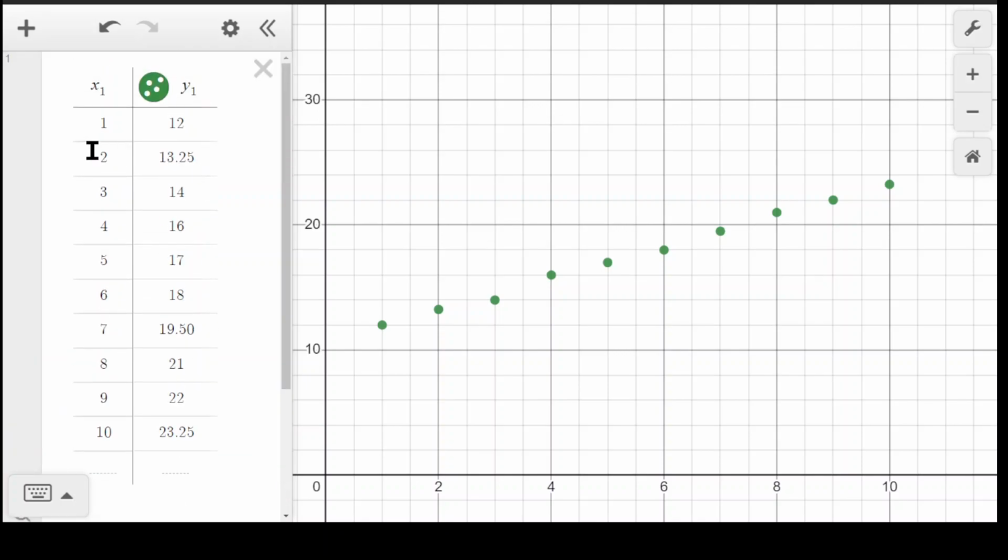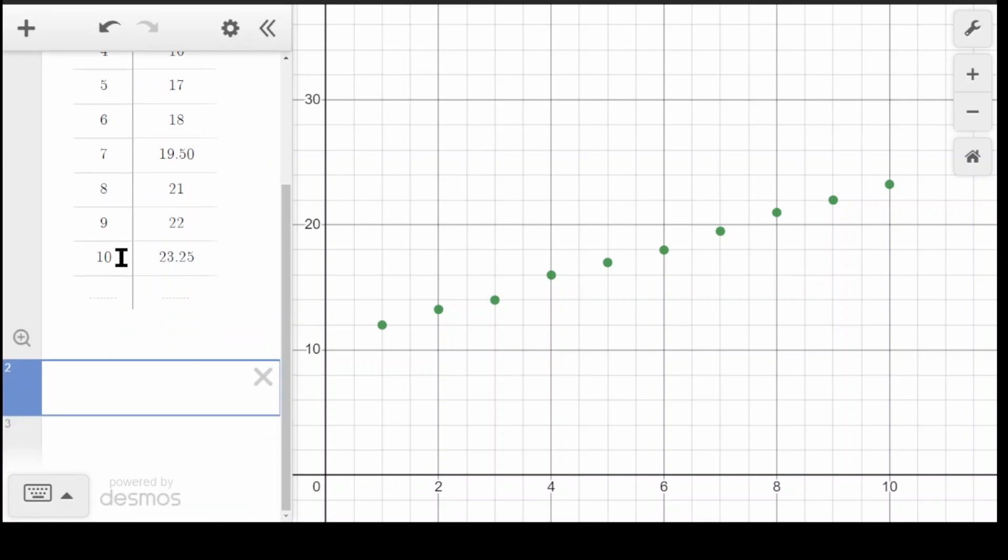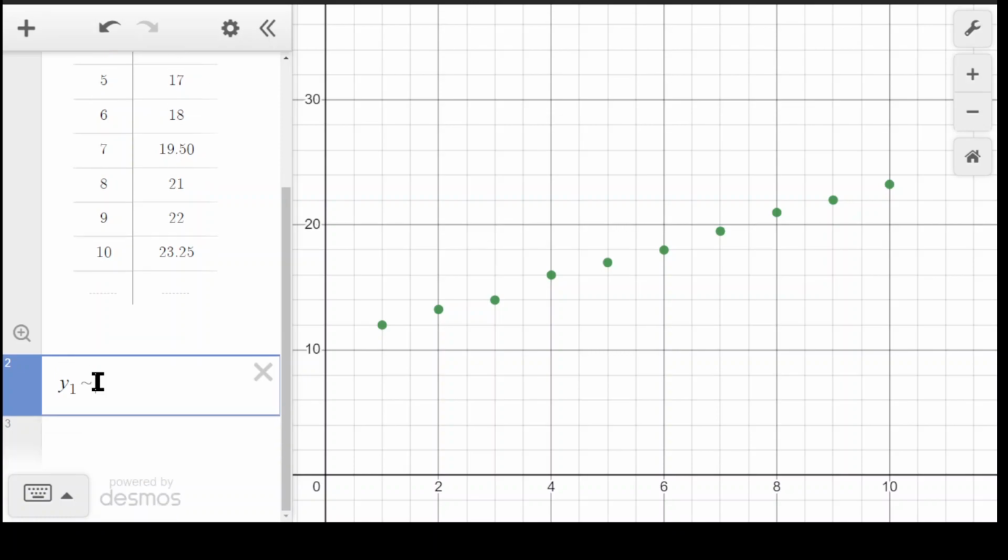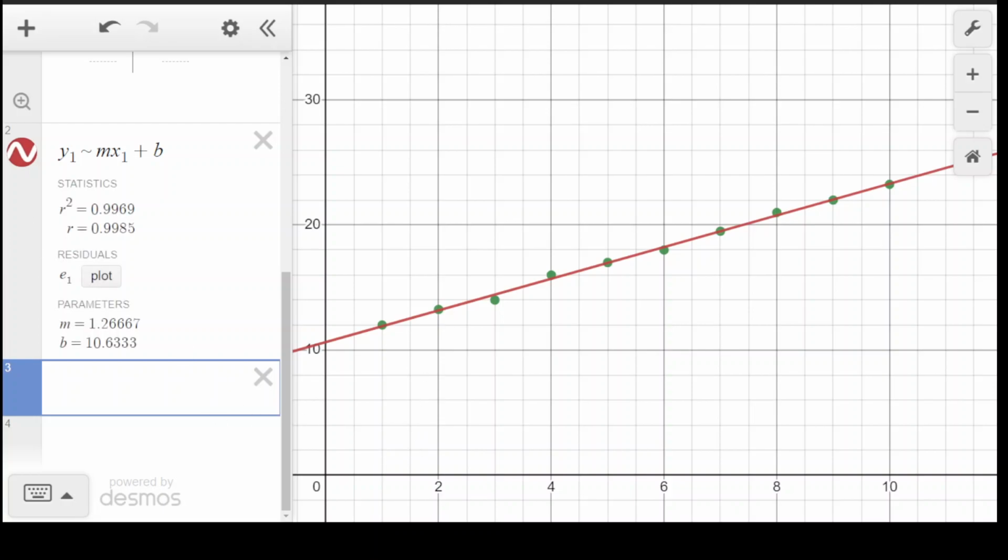My data was set up so that my Y's are in list 1 and my X's are in list 1. So I typed the following: Y1, which I typed as Y and the number 1, and it made it a subscript. Then tilde, that's up by the escape key, shift and apostrophe. Then I'll type MX1 plus B. There we go. Just like that, I know the equation of my least squares regression line. The equation is y equals about 1.3x plus 10.6, rounding to the nearest tenth.